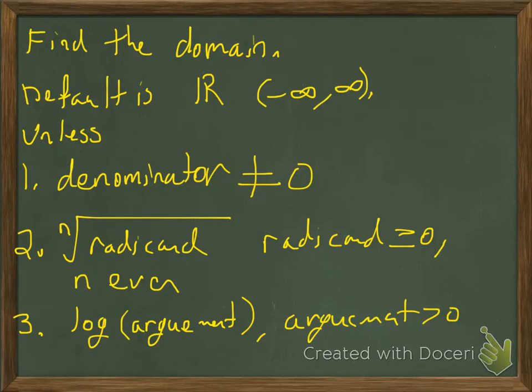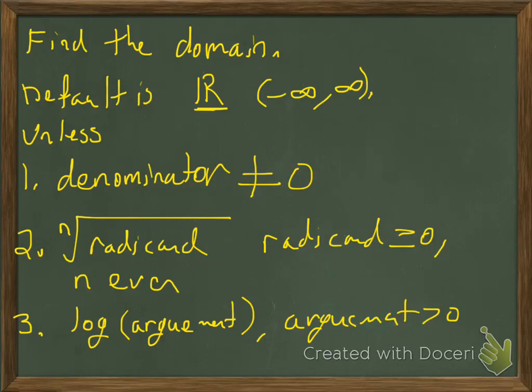Alright, in this video we're going to look at finding the domain of a function. The default for finding the domain of a function is you assume that it's going to be all real numbers. You see that funny looking R there for all real numbers, or in interval notation that's negative infinity to infinity. So the default is going to be all real numbers unless you have a denominator. So we want to make the denominator not equal to 0.